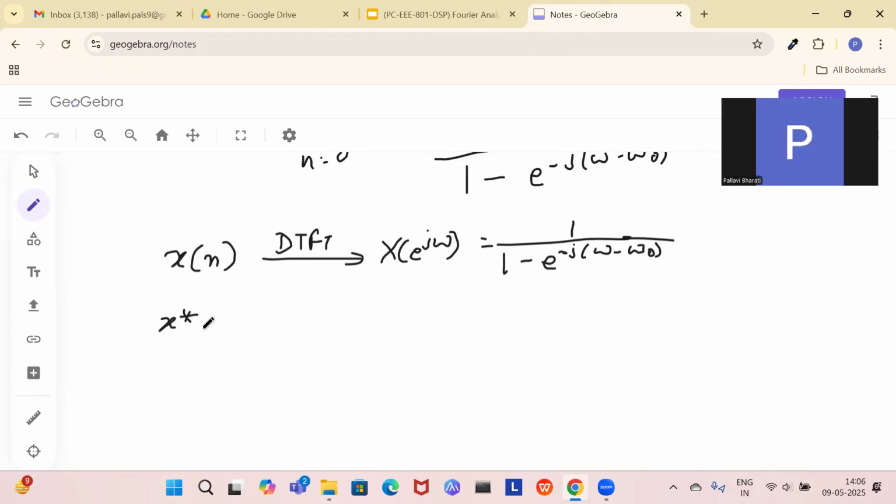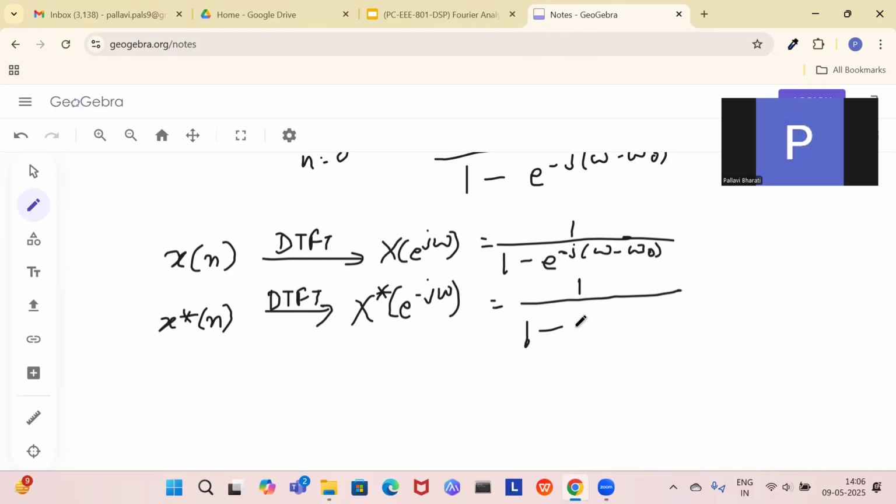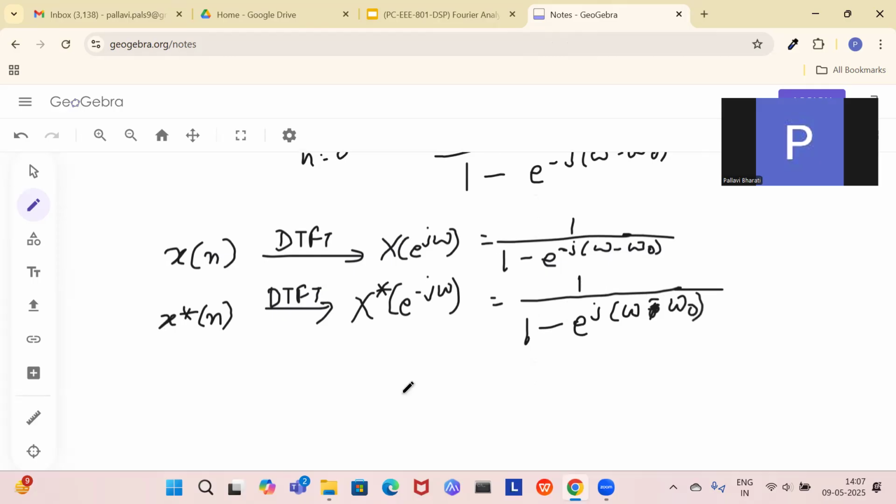Now, what you are doing is making it x star n, that is x conjugate n. So this is going to be the DTFT: X star of e to the power of minus j omega. So if you see this, we will take the conjugate of this full thing. In that case, it is going to become e to the power of j, omega plus omega naught. Sorry, omega minus omega naught will be here. But this negative j over here is becoming the positive one. So this is the Fourier transform when you take the conjugation property.